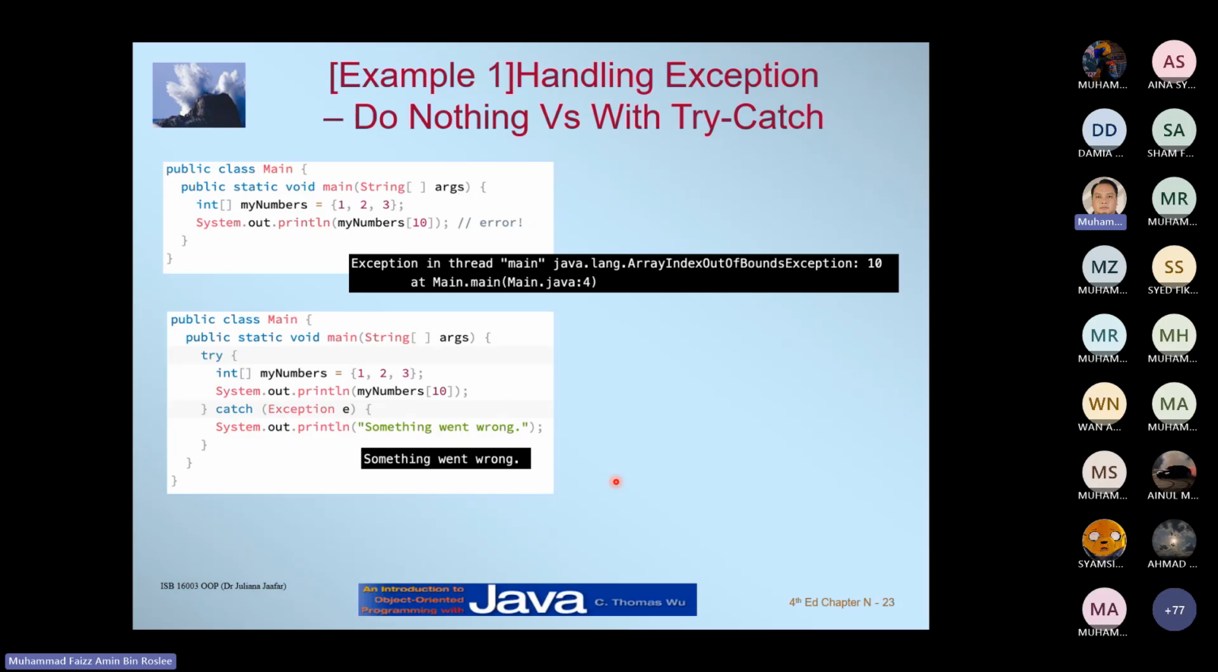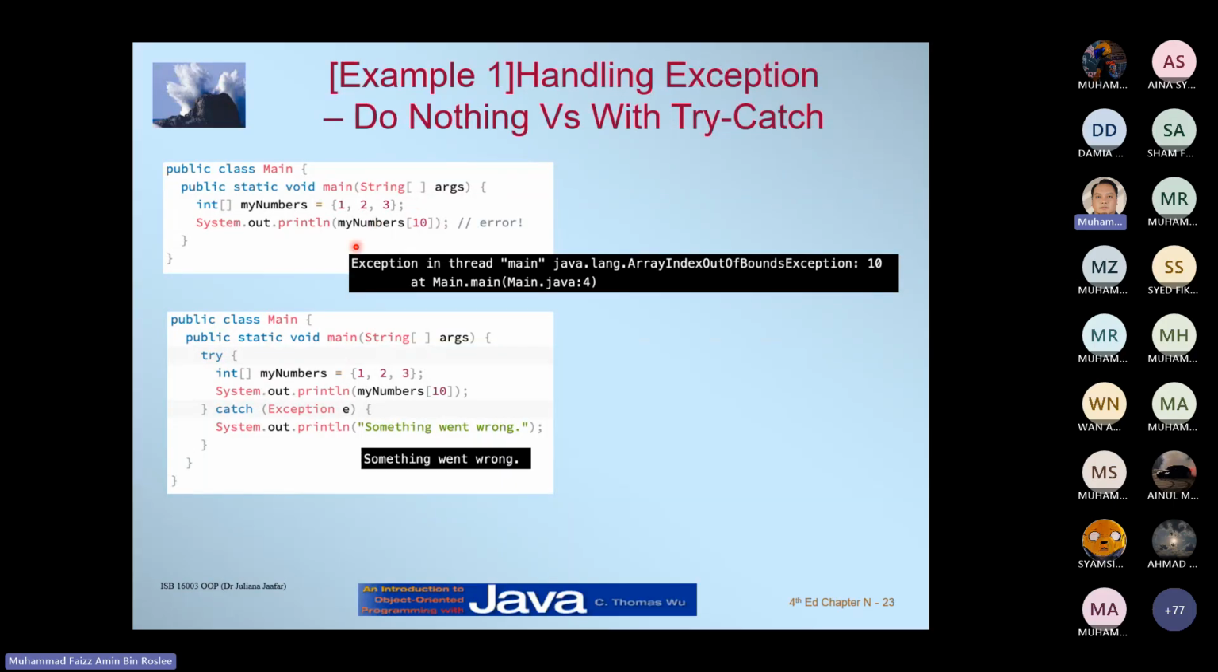Some more examples. Okay. So you have this. This is a comparison of doing nothing versus using a try catch. You can see over here in the program, we have a class block, a main method block, and an integer array. Okay, my numbers are 1 to 3, so the array size is basically 3. Okay, and you try to print out my numbers with an array index of 10, which does not exist.